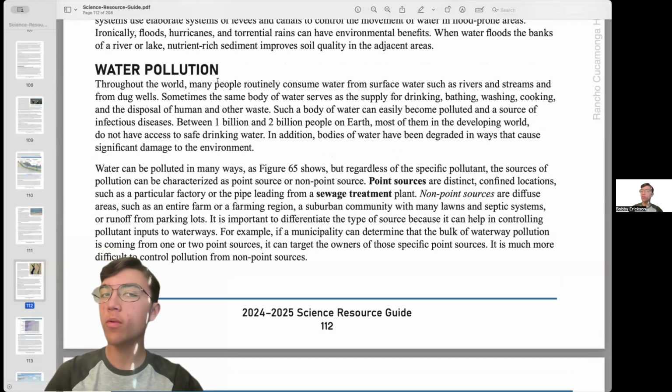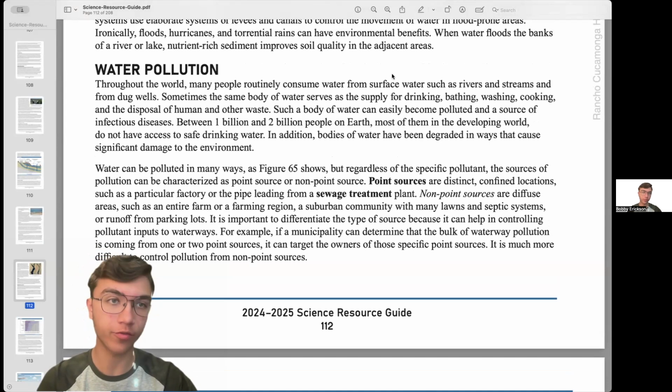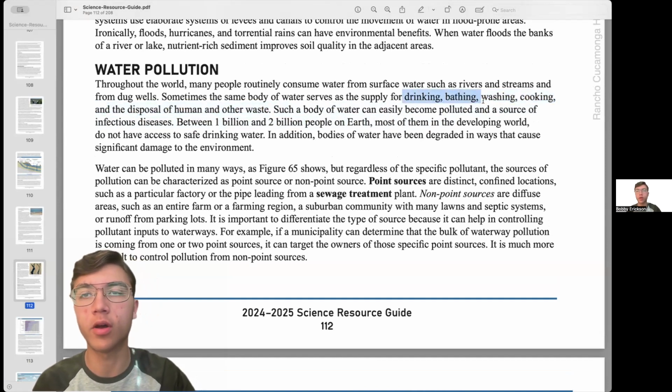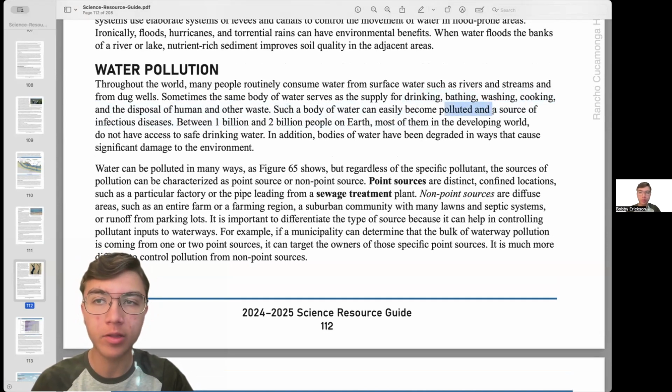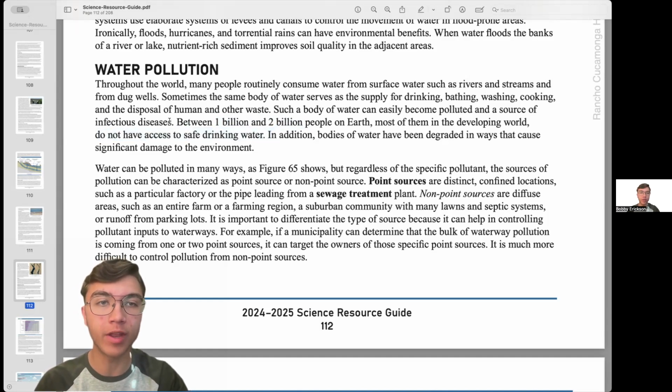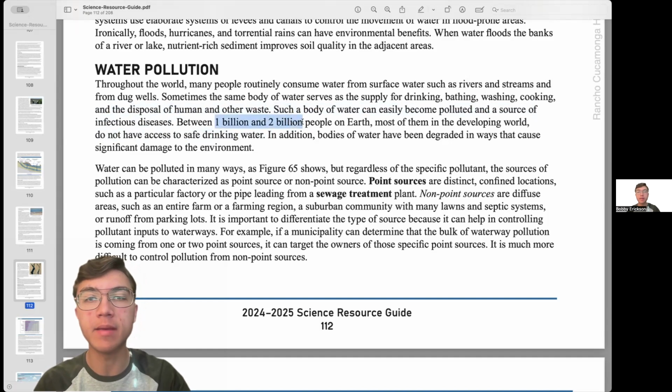So, we see where water is consumed from, which is from rivers, streams, and dug wells. And sometimes this same water is the supply for drinking, bathing, washing, cooking, and the disposal of human waste. So, these are the main uses of water. But this water can be polluted and actually can be a source of infectious diseases. Between 1 and 2 billion people don't have access to safe drinking water, meaning it's polluted for 1 to 2 billion people on Earth.